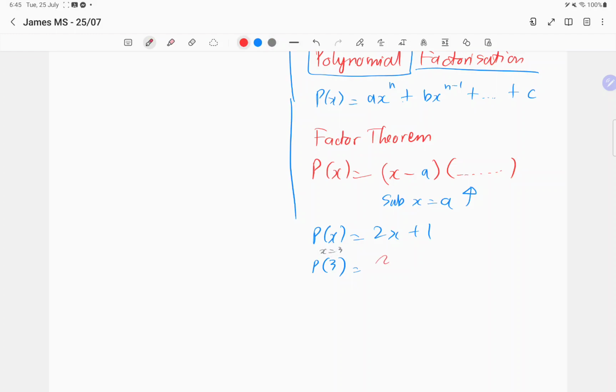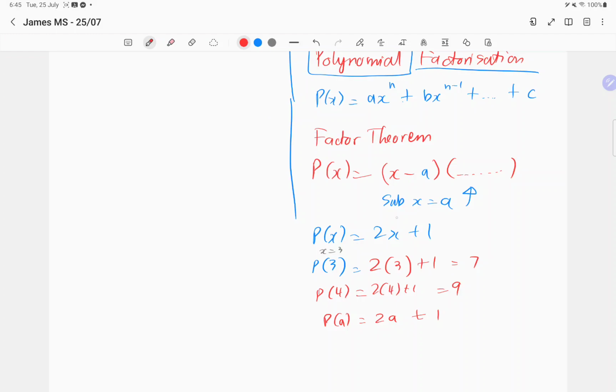When you sub x equals 3, then it will be 2 times 3 plus 1. That's it. So p of 3 would be 7, right? And then p of 4 would just be 2 times 4 plus 1, which is 9. So p of 4 is 9. So p of a just means it's 2 times a plus 1, whatever a is. Make sense? Just instead of x, you put a, right?